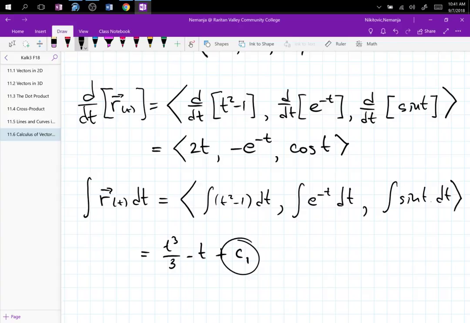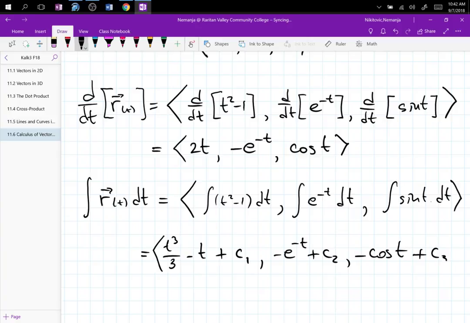Guys, there is a plus c for each one of these. So c1 for the first one. It's not there for decoration. The next one, negative e to the negative t plus c2. And finally, integral of sine is negative cosine, thank you, plus c3.